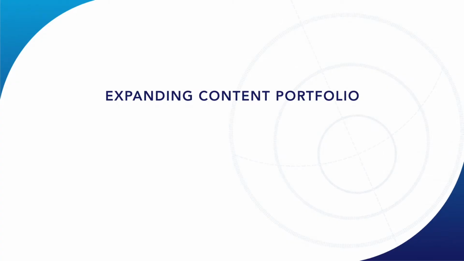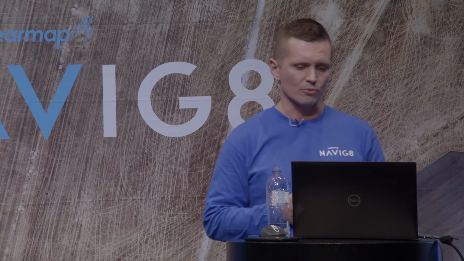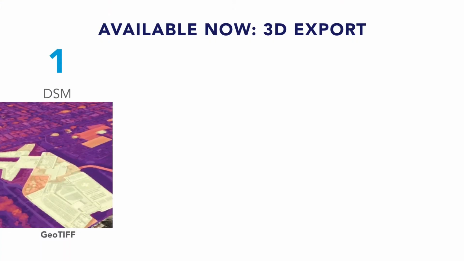So let's start with expanding content portfolio. How are we going to bring that data into your hands? And the answer to that is 3D export. With 3D export, you'll be able to get your hands onto our 3D content in a variety of formats that suit your applications and get stuck into it. It's available now as part of Nearmap 3D, and there are 4 content types to choose from. And these are just content types within 3D. Let's have a look at what they are.